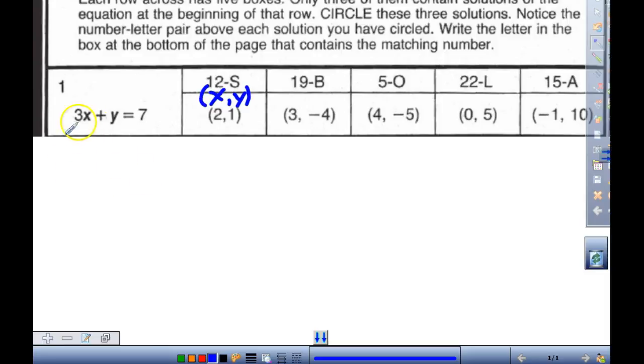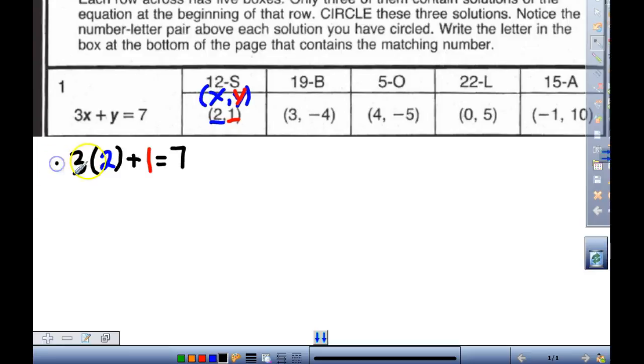But you can check them, right? You can check them by plugging them in. Make the y red. So as you're doing this, you're going to go through each one and say, well, does 3 times x, which is 2, 3 times 2 plus my y, in this case 1, and does it equal 7? It's the same thing as every other check. You get the same number on both sides.